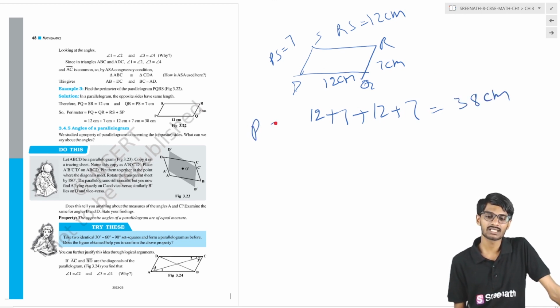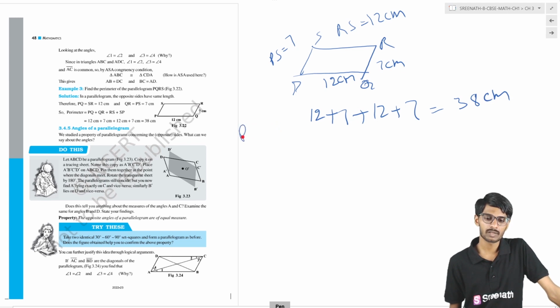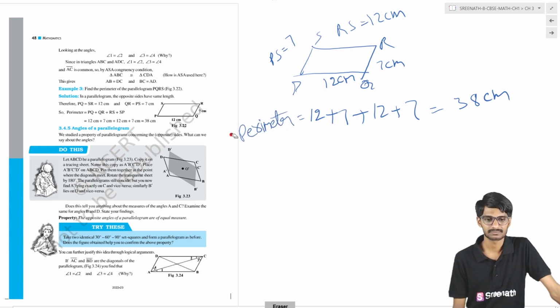So in this way you can find the perimeter. Perimeter is the sum of all the sides.